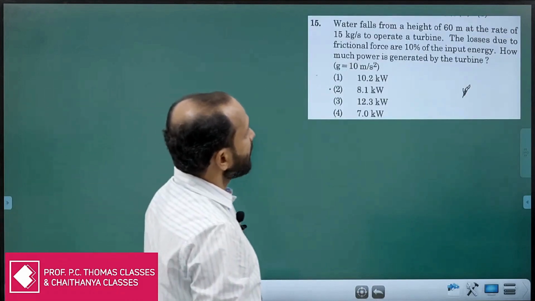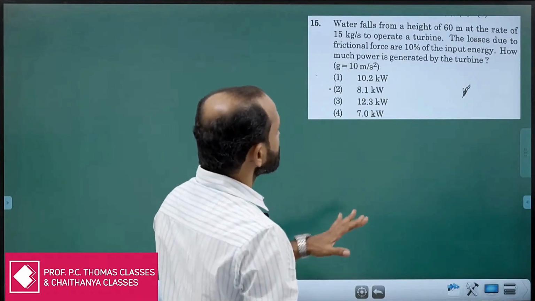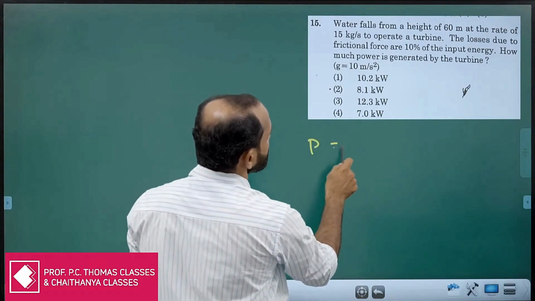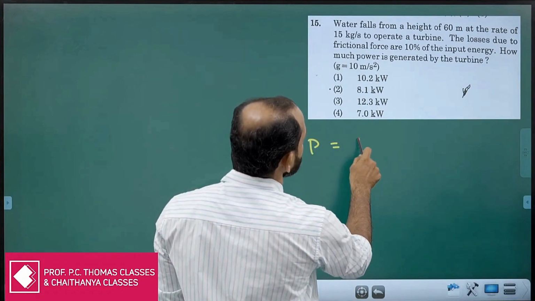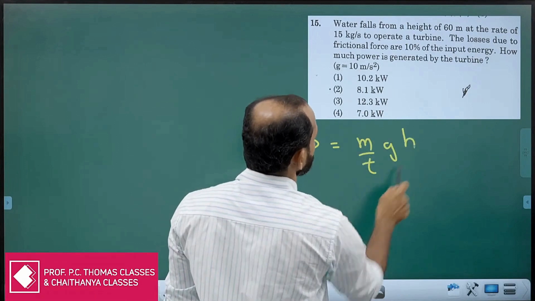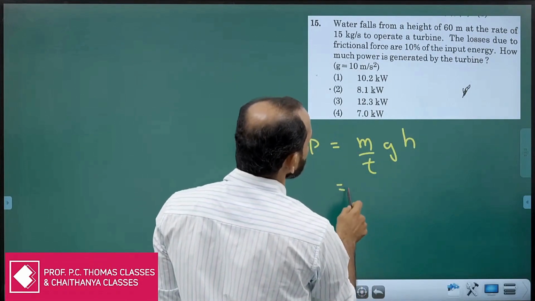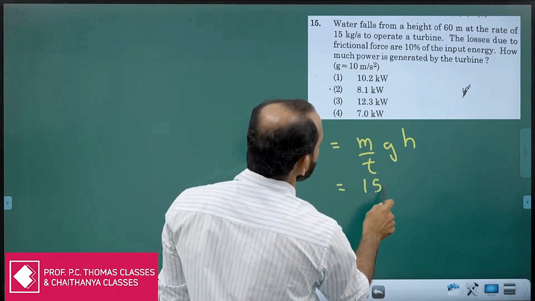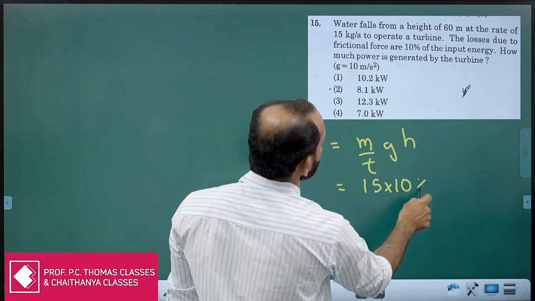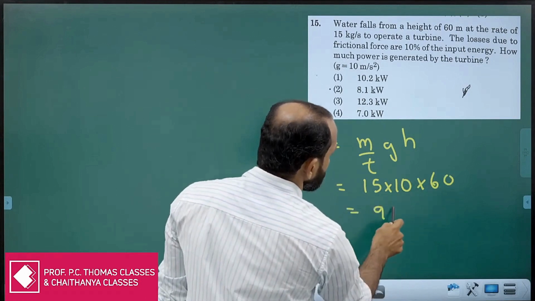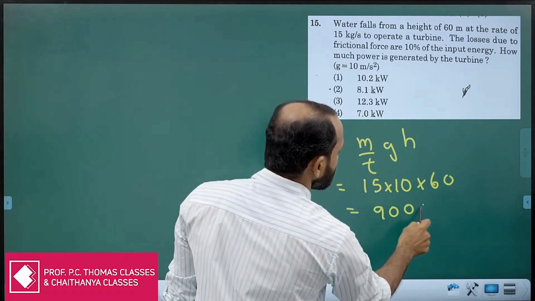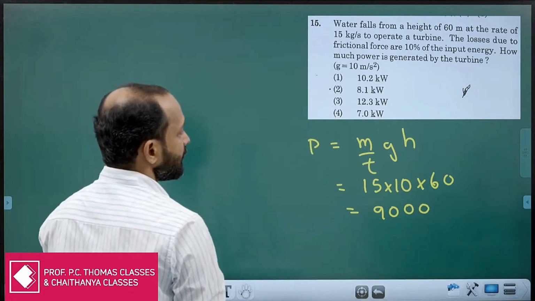15. Water falls from a height of 60 meter. How much power is generated? Power generated is equal to mgh by t, that is m by t into gh. Okay, we have to find the percentage efficiency also. So m by t is given 15, g is given 10, h is given 60, you get 9000.